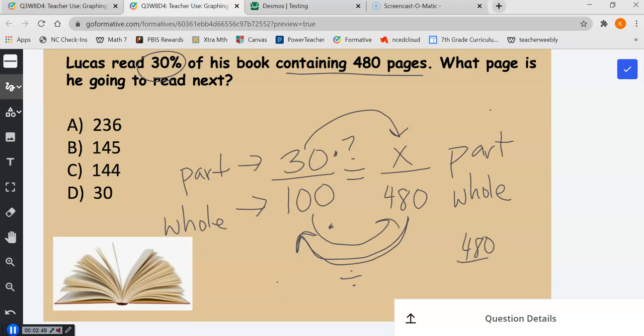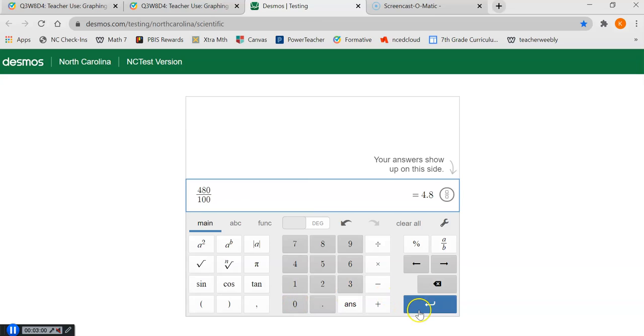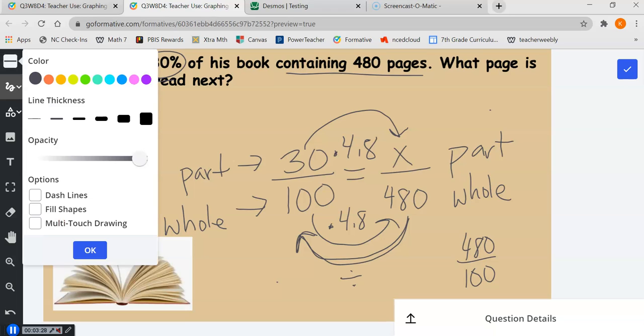So I'm going to use the calculator at this point, and I'm going to type into my calculator 480 divided by 100. So 480 divided by 100 gives me 4 8/10. So that means that I must have been multiplying by 4 8/10. So then that would mean that I need to multiply 30 by 4 8/10 to figure out x.